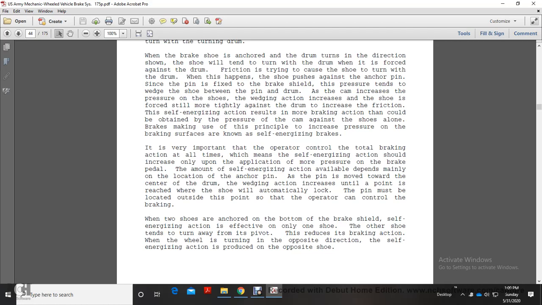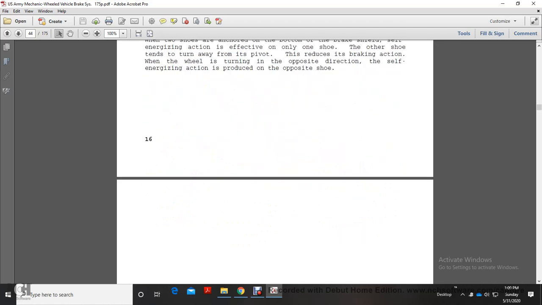Two shoes are anchored to the bottom of the brake shield itself. The self-energizing action is effective only on one shoe, while the other shoe tends to turn away from its pivot, which reduces the braking action. When the wheel is turning in the opposite direction, self-energizing action is produced on the opposite shoe.